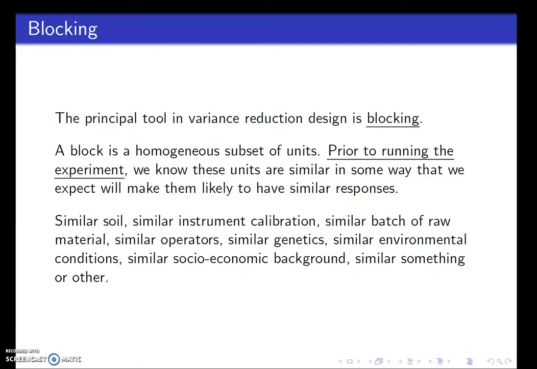So a principal tool in variance reduction is blocking. Think of a block as a homogeneous subset of units. These are units that prior to even running the experiment, we know that they're similar in some way, or we expect them to have some similarity. So think about when we talked about mixed models, how we talked about students within a classroom with a particular teacher will have some similarities just because of the classroom environment. Similarly, widgets coming off a machine where it's the same machine will have some similarity due to machine. So both classroom and machine, in that case, could be potential blocking factors.